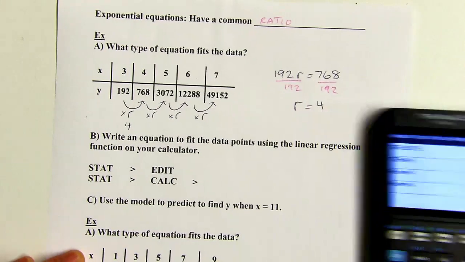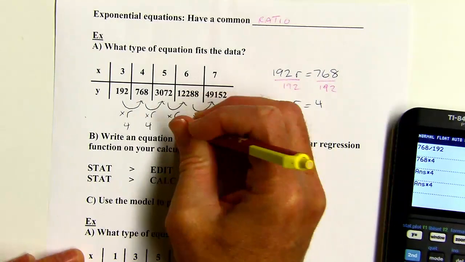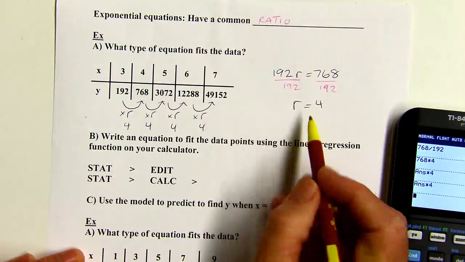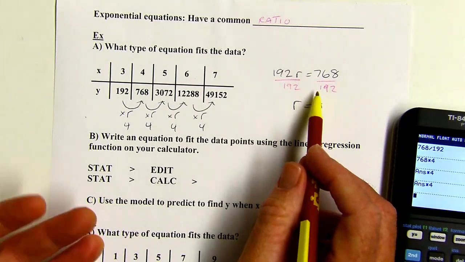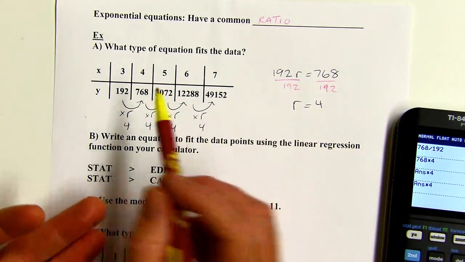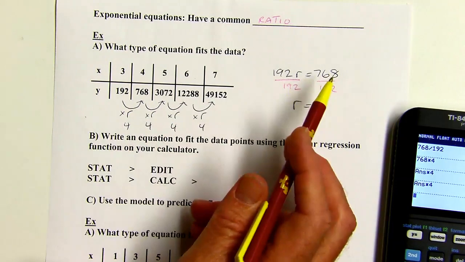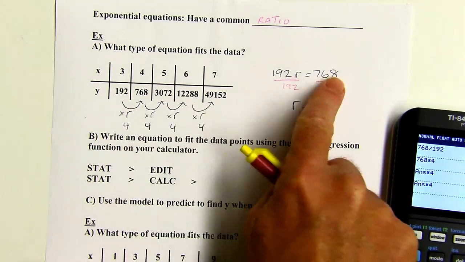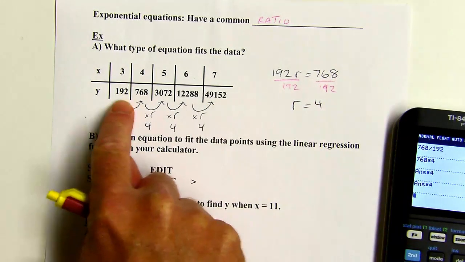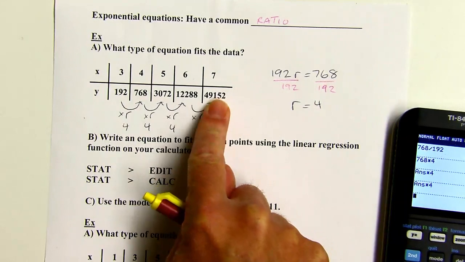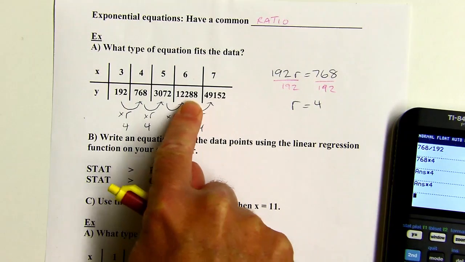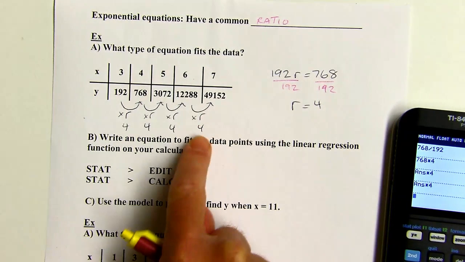Okay, so that's the common ratio, and you don't necessarily need to write a little equation like this every time. Just as a little shortcut to find a ratio, just take any y value and divide it by the previous y value, because that's really what we end up doing here, right? We took 768 divided by 192, and that gives me the 4. Or I could take 49,152 divided by 12,288, that would give me the 4.